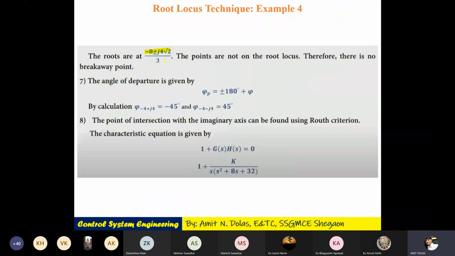The points are not on the root locus. Why are they not? Points are not on the root locus. Let's move to the root locus now, and after that we'll discuss this.